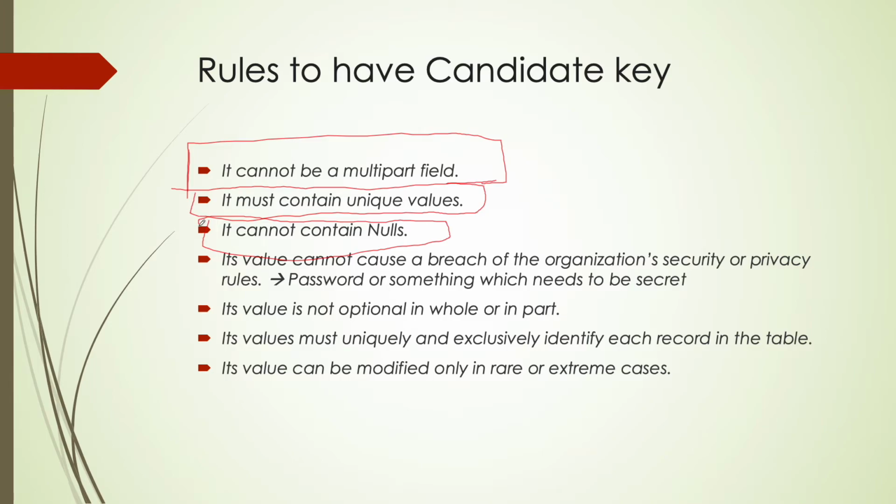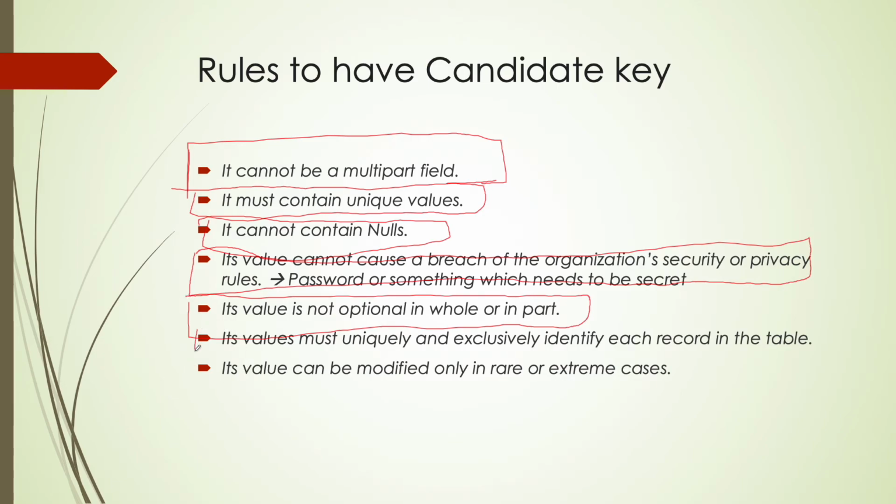Next, it should not contain null, because if we allow null, then there can be more instances or data where there is a null value. The next is that it should not be something very related or important to your organization, such as a password, or a security number like SSN or Aadhaar ID. The next part is that the value should not be optional in whole or in part, because even if only part is optional, integrity maintenance becomes very difficult, since you don't know if that combination will be unique or not.